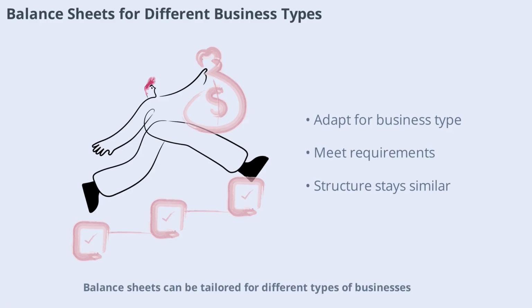Balance sheets can be tailored for different types of businesses, such as sole proprietorships, partnerships, or corporations. The basic structure remains the same, but the details may vary. Understanding your business type ensures your balance sheet meets legal and reporting requirements.